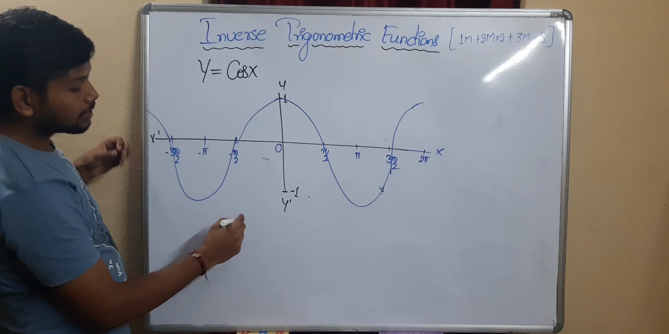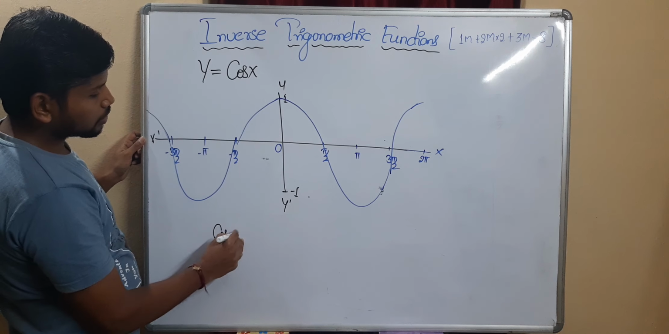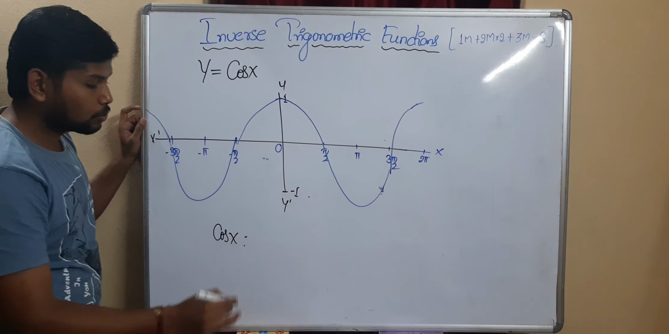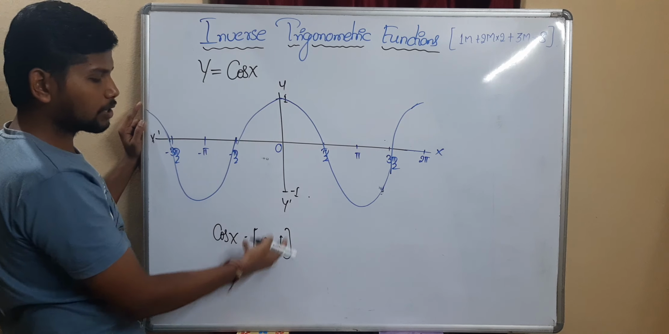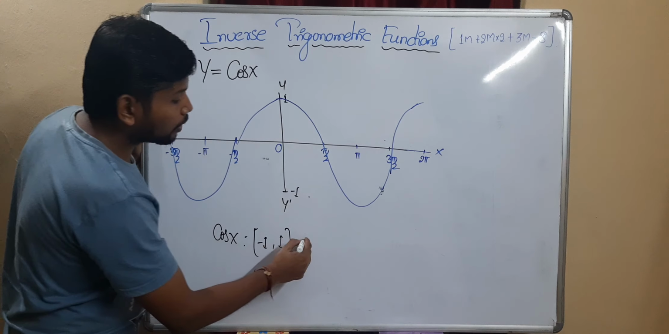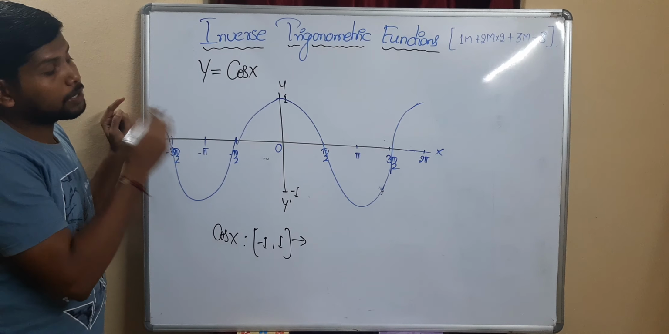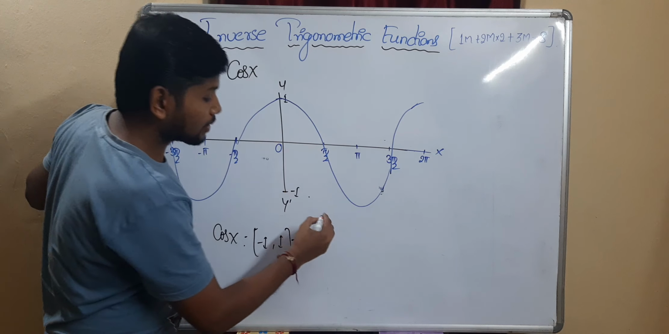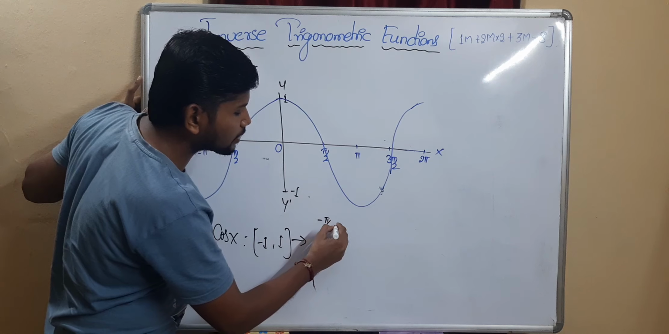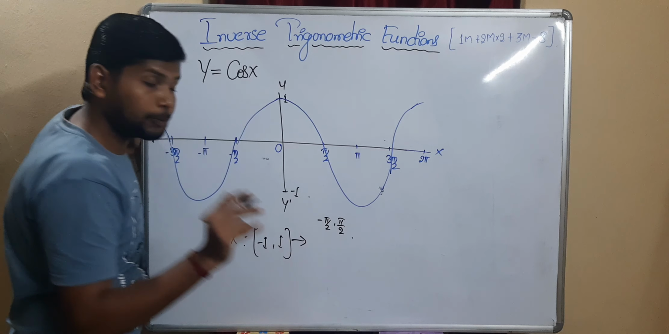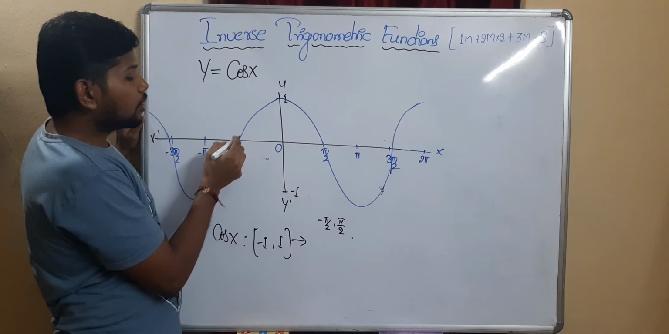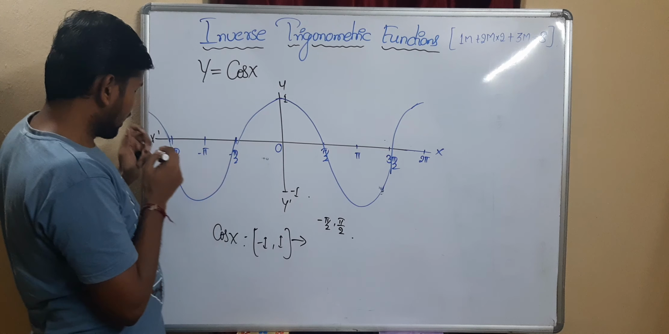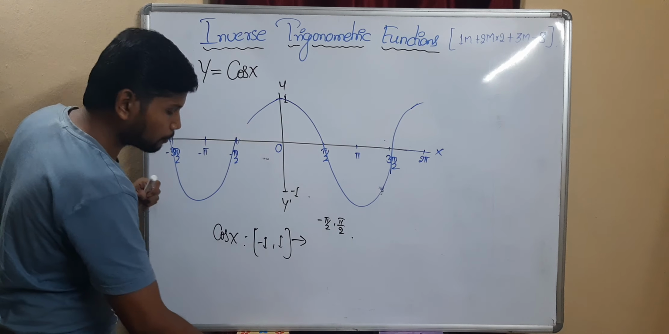For sin x you told the domain as minus 1 to plus 1, like that only here also minus 1 to plus 1 you told, that is correct. But if you are going to say the range, what will be the range? Suppose your answer is minus pi by 2 to plus pi by 2, then it will be wrong. How will it be wrong? Concentrate here.